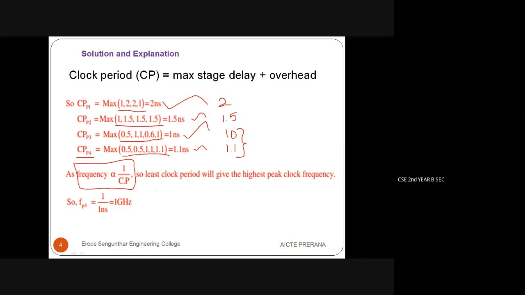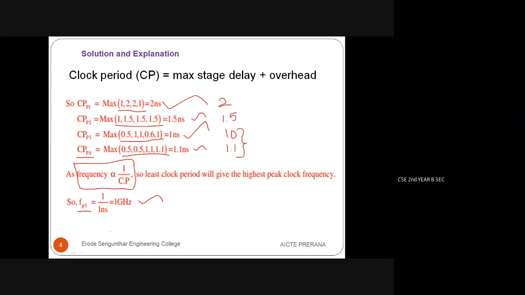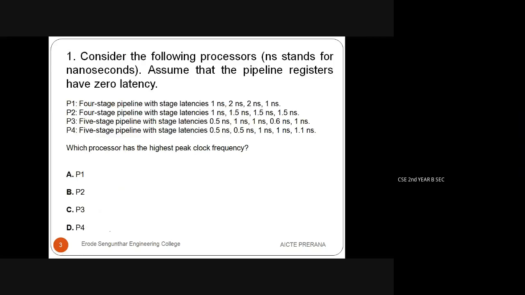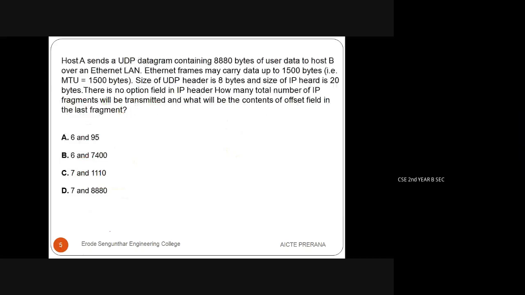By substituting that value, we will get 1 gigahertz. So the frequency is 1 gigahertz for processor 3. So here is the answer; from that itself we get the answer. Okay, processor 3. So moving on to the second question.